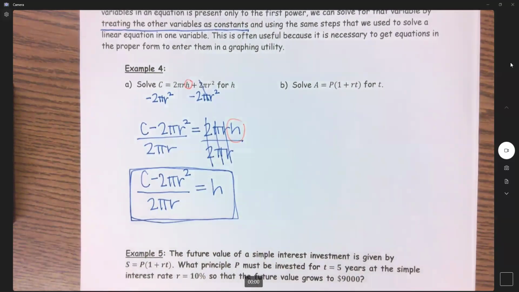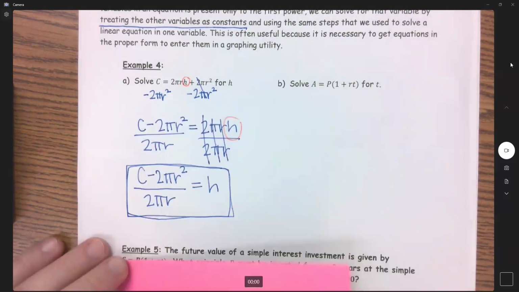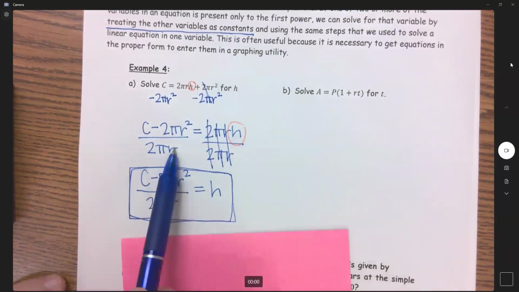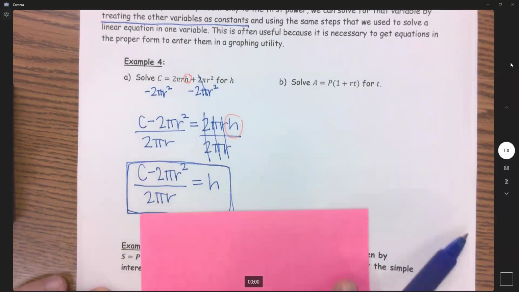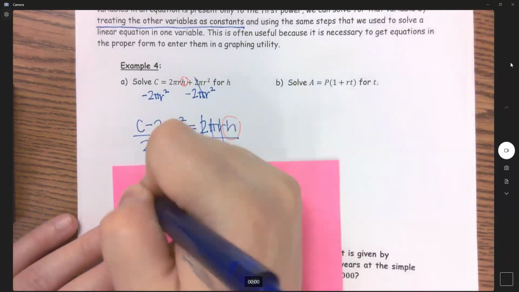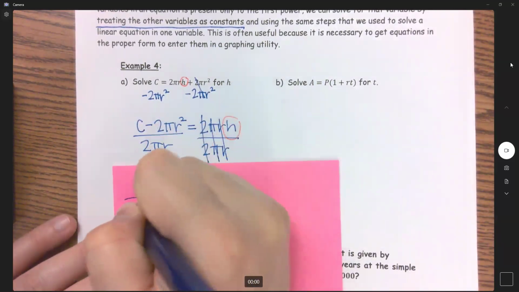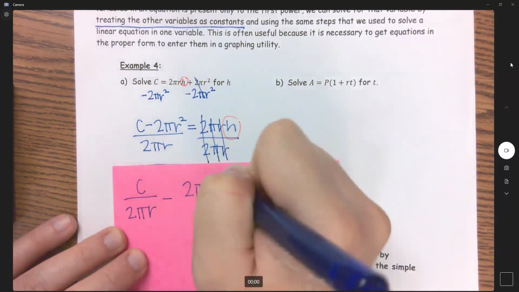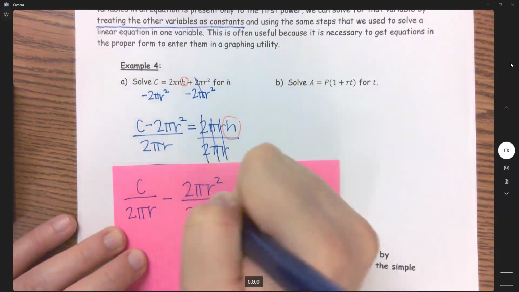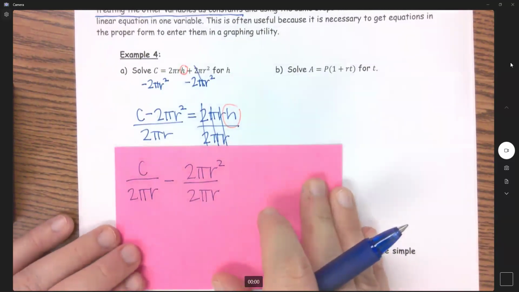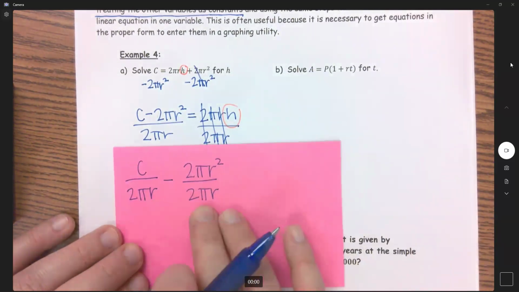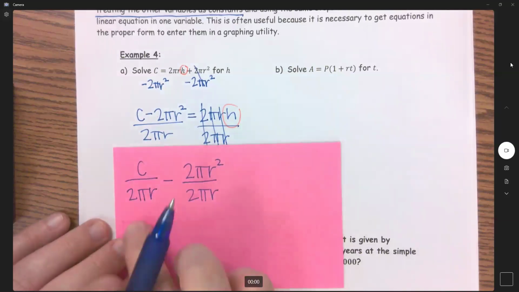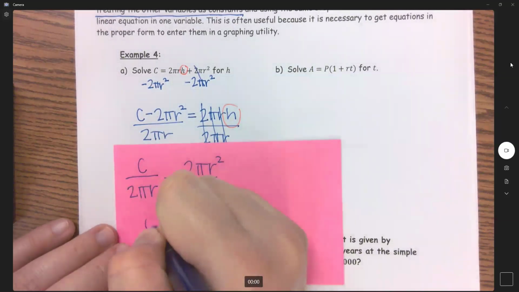Now we could write our solution a little bit differently if we wanted to. That would be an equivalent answer. So as I said, this 2 pi r is getting divided by both of these terms. So that would be the same as c divided by 2 pi r minus 2 pi r squared divided by 2 pi r. If I split this up and divide both of these by that one term here, then you can see nothing cancels for c.